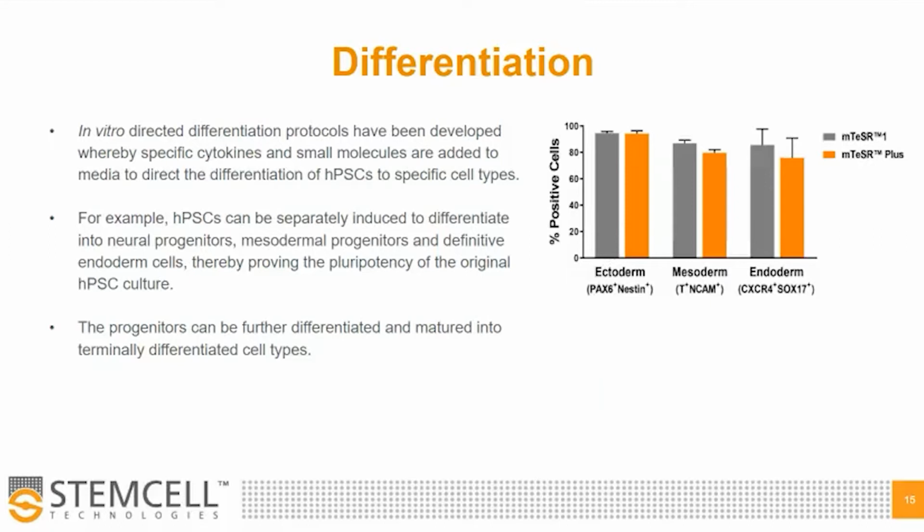The graph on the right shows relative expression of ectodermal, mesodermal, and endodermal markers expressed in cells which were directed to each respective lineage separately following maintenance in either mTeSR1 or mTeSR Plus.